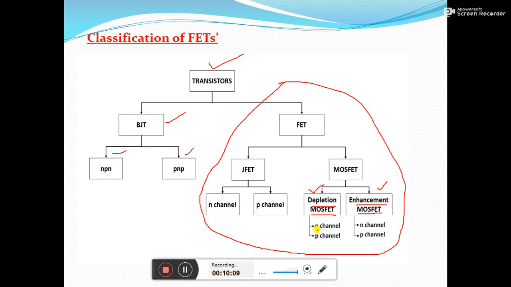Again, whether the channel is made up of n type or p type of material, based on that, these two MOSFETs are again subclassified into n channel D MOSFET and p channel D MOSFET, as well as n channel E MOSFET and p channel E MOSFET. So from here onwards, we will be studying in brief about the JFET as well as the subclasses of MOSFET.